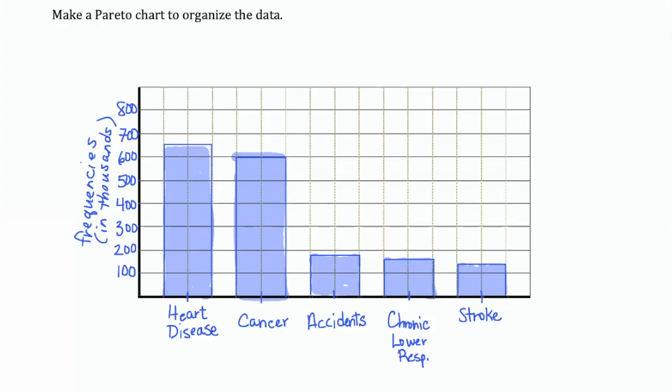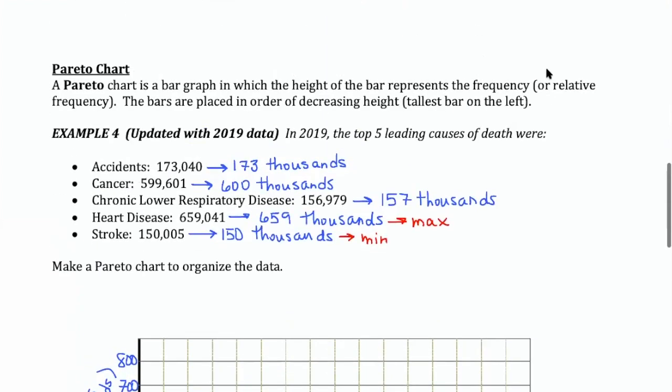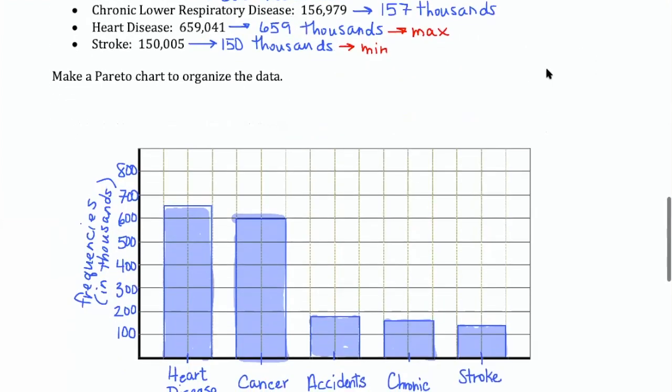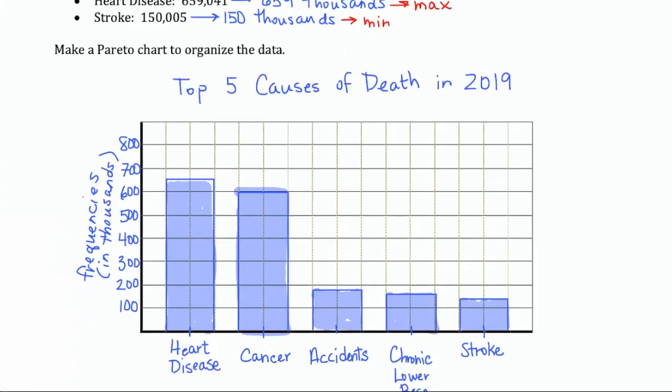And the last thing I would be missing, of course, would be a title for this chart. So we would call it, these were the top 5 leading causes of death for 2019. So again, that's how you construct one by hand. It's not particularly difficult, but we will again look at what technology can do for us.